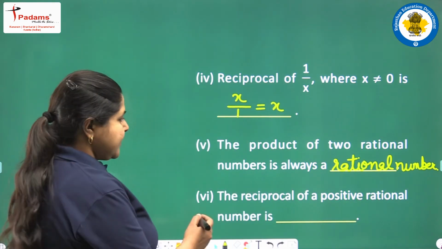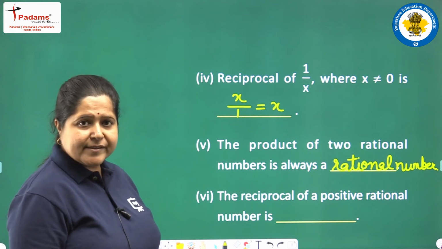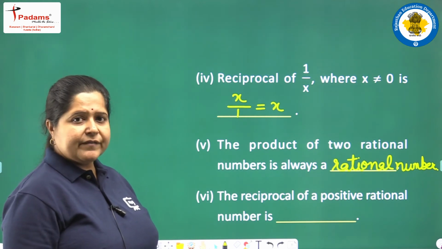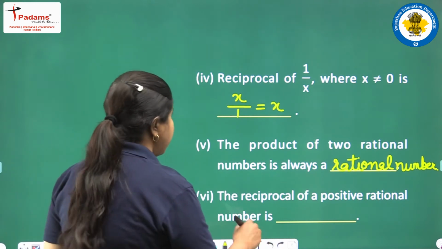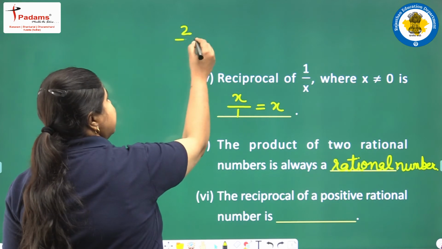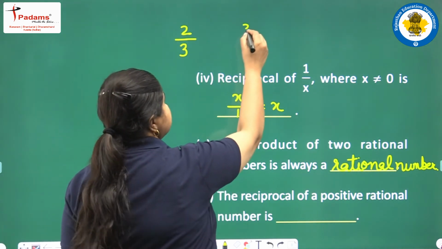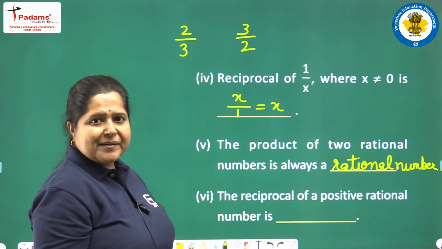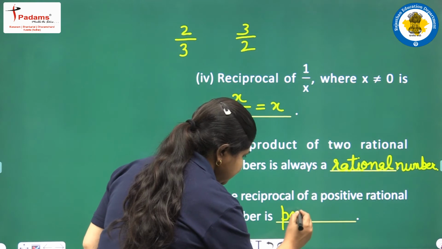Okay. The reciprocal of a positive rational number is positive. Reciprocal of a positive will be positive, and of negative will be negative. You can take the case, take 2 by 3. It is a positive number. Take the reciprocal, it will be 3 by 2. So both are positive. The reciprocal of a positive rational number is positive.